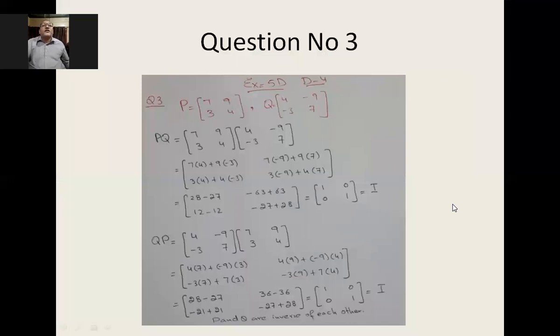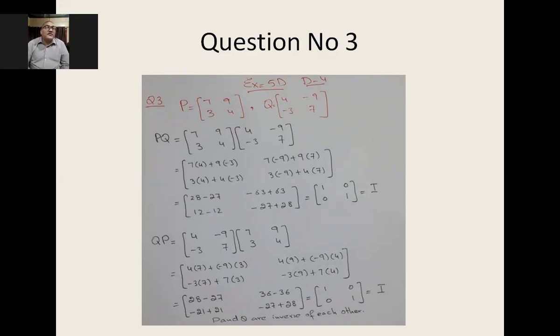So here we go. First question is, what is the value of PQ? So I will put the value of the P matrix and the Q matrix, then I will multiply them. From the first matrix, I will take the rows. From the second matrix, I will take the column. So 7 will multiply with 4, plus 9 multiply with minus 3. Then 7 will multiply with minus 9 plus 9 will multiply with 7. Then the second row's turn. So it will be 3 multiply 4 plus 4 multiply minus 3. Then you will have 3 multiply minus 9 plus 4 multiply 7.